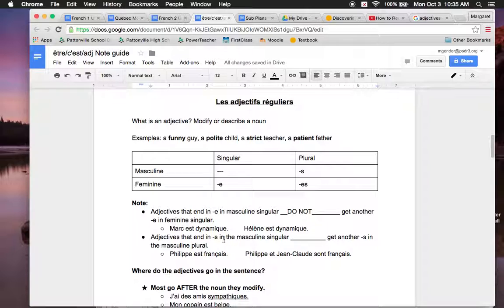Adjectives that end in S in the masculine singular also do not get another S in the masculine plural. Here's our example. If we said Philippe est français, okay, he's French, Philippe et Jean-Claude sont français. We're not going to add another S in there, even though we're supposed to in our table, but if it already ends in S, we're not going to add another one. You've never done that before, so we're not going to start doing it now, okay?